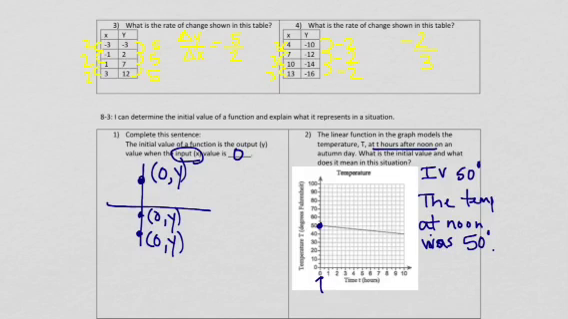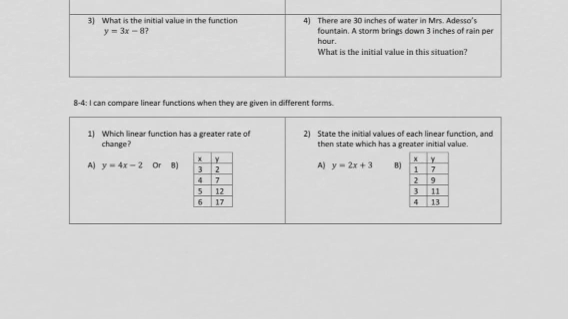All right, let's move on to the next problem. Here I'm asked, what is the initial value of the function? So it's y equals mx plus b, and my initial value is the b. Remember, it's the constant. It's the number that does not have the x with it. So the initial value is -8.